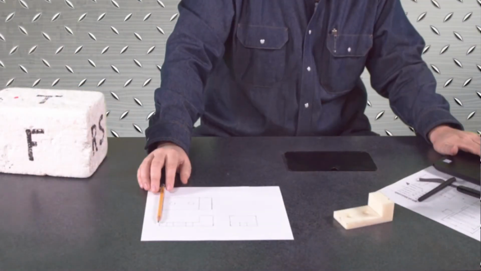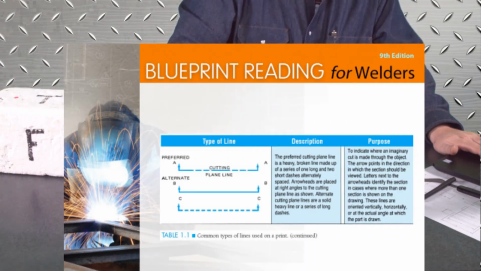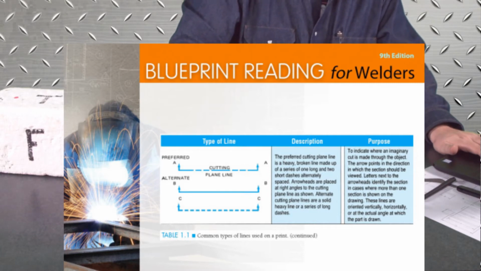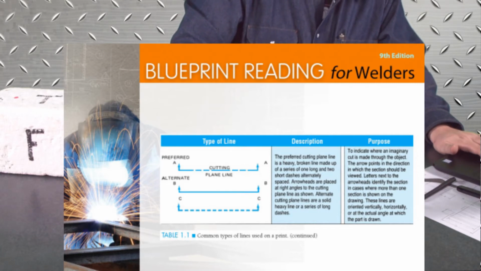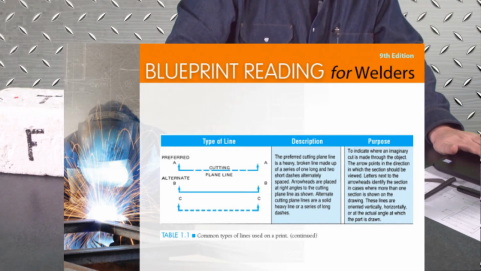There are a couple other different types of lines. We have cutting planes. The cutting plane is the preferred line, a heavy broken line made up of a series of one long and two short dashes, alternately spaced. Arrowheads are placed at right angles to the cutting plane line as shown. Alternate cutting plane lines are a solid heavy line or a series of long dashes.